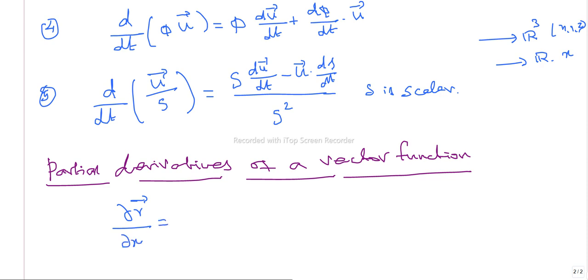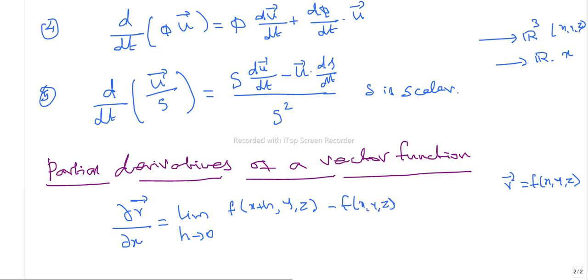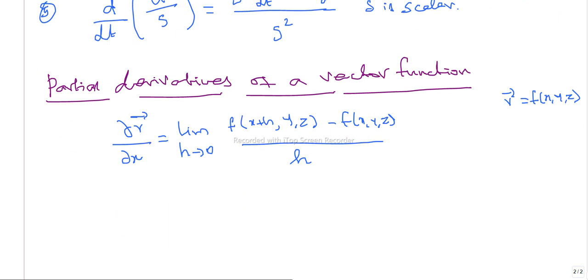You have to vary only the first coordinate. Assume that r vector is f of x comma y comma z. Now, what is dou r by dou x? You take the limit as h goes to 0 of f of x plus h, only in the first coordinate with all other coordinates fixed, minus f of x y z, divided by h. If the limit exists, then we say this is the partial derivative of r with respect to x.